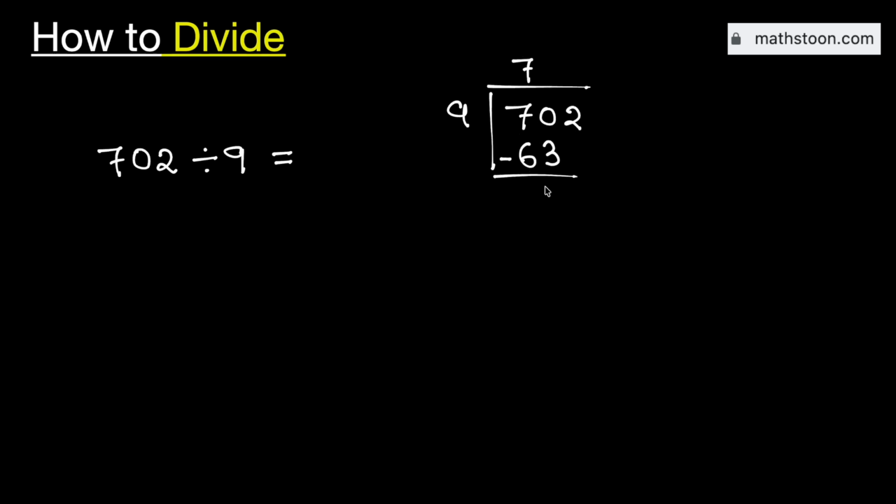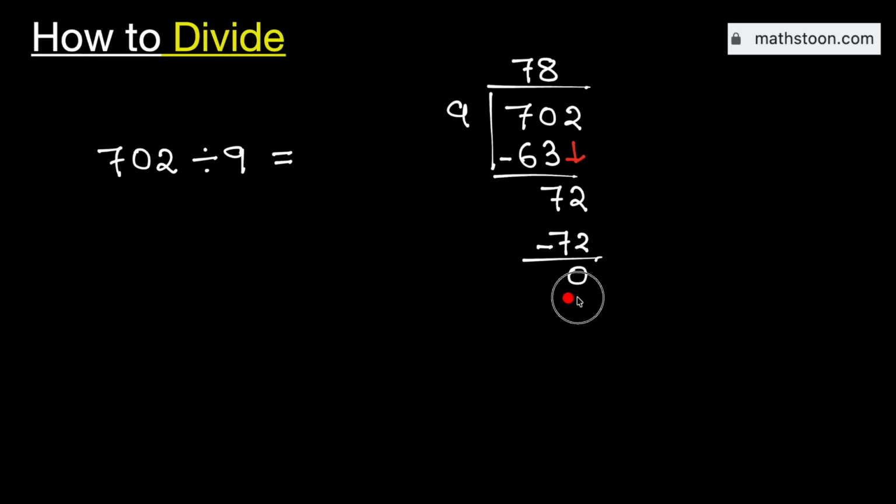Subtract, we get 7. Now this 7 is less than 9. That is why we will bring down this 2 here. And we know that 9 times 8 is equal to 72. Subtract, we get a 0.